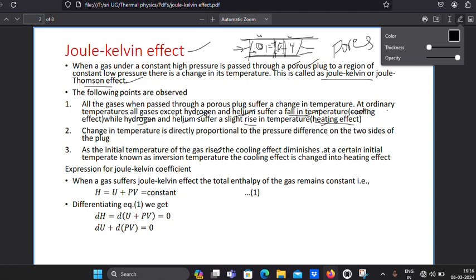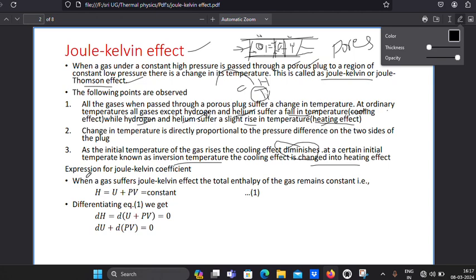As the initial temperature of the gas rises, the cooling effect diminishes, right? The cooling effect decreases. When the initial temperature rises to a certain initial temperature known as the inversion temperature, the cooling effect changes into a heating effect. So the cooling effect is converted into a heating effect at a particular temperature, and this particular temperature is called the inversion temperature.